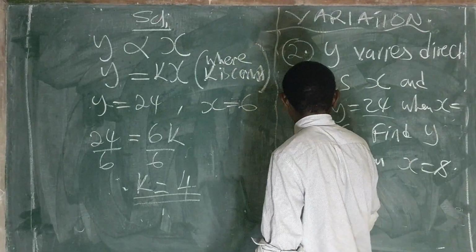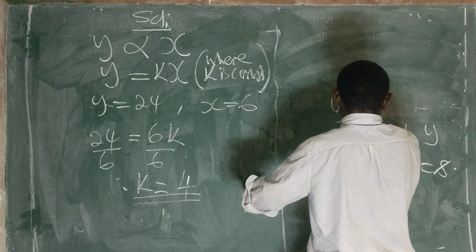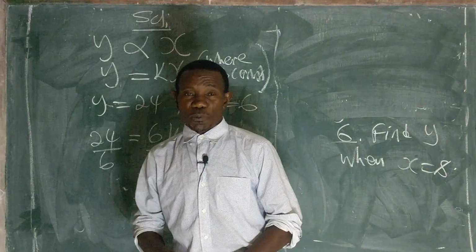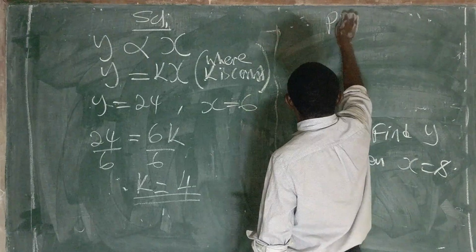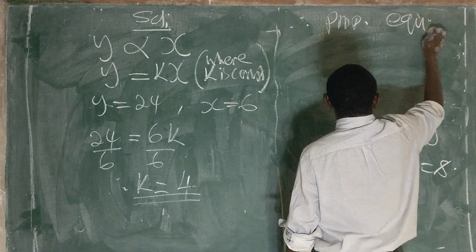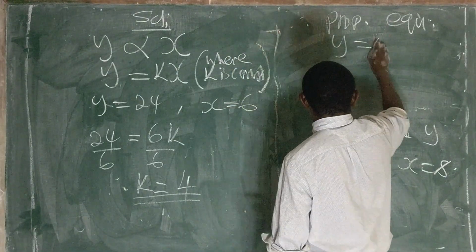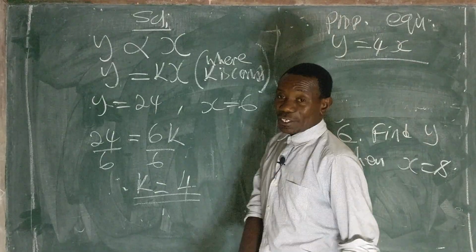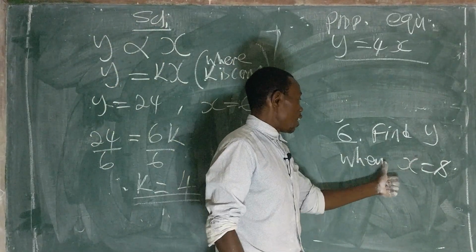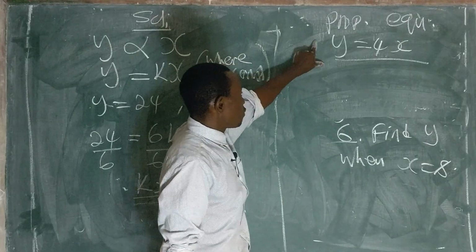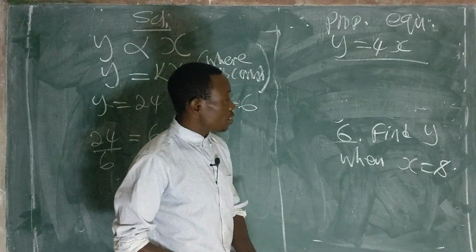Then from there, what is it that we're going to do? First of all, we give the proportionality equation that bridges up X and Y. Therefore, the proportionality equation will be Y is equal to 4 times X. That's the proportionality equation. Now, what is it that we want to do? Let's find the value of Y when X is 8. So you are going to use this proportionality equation to find the value of Y when 8 is the value of X.